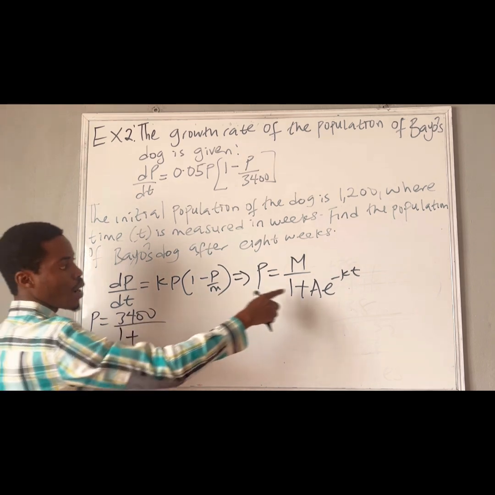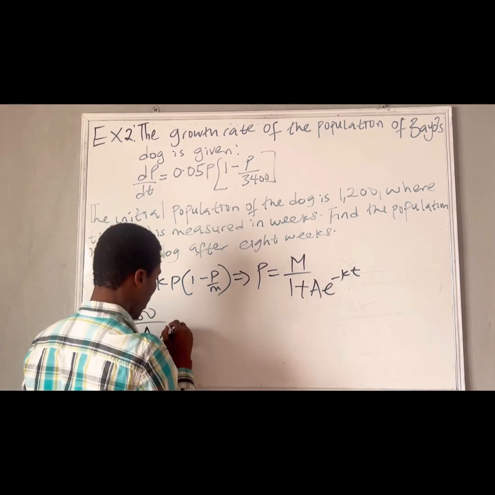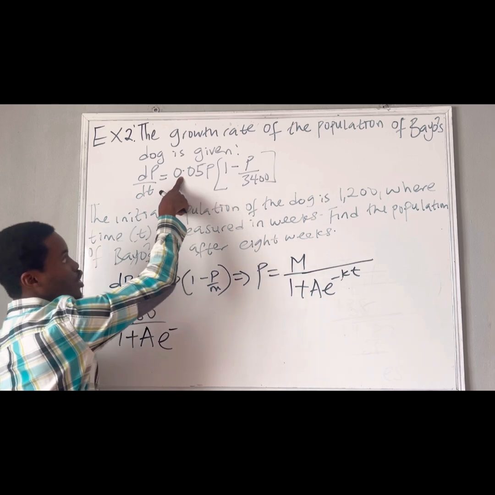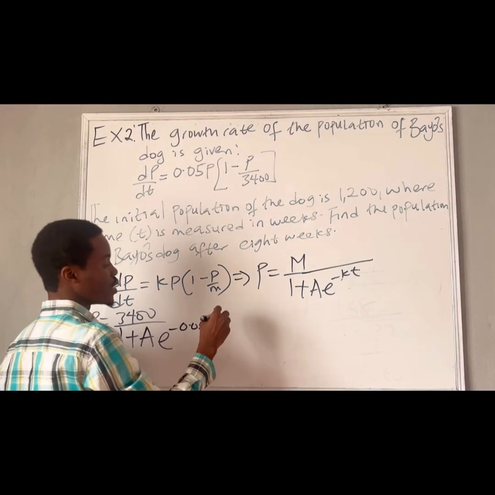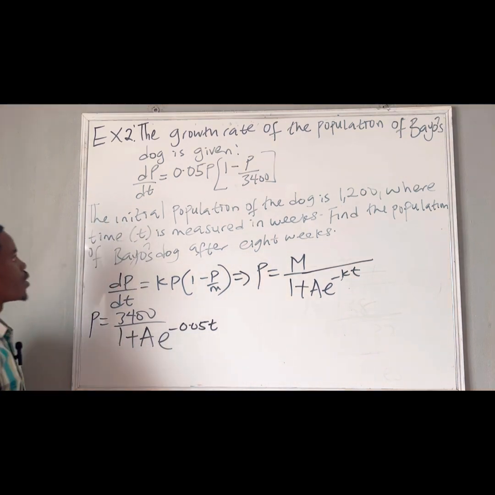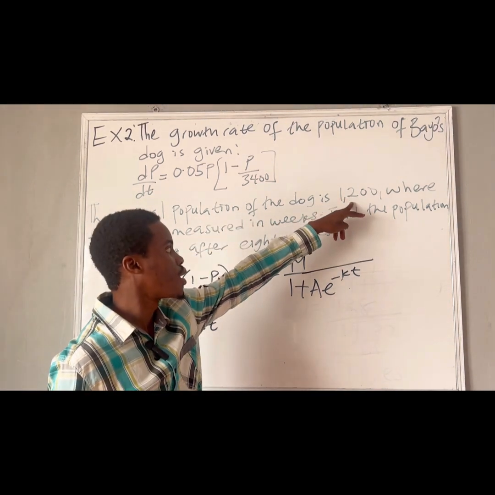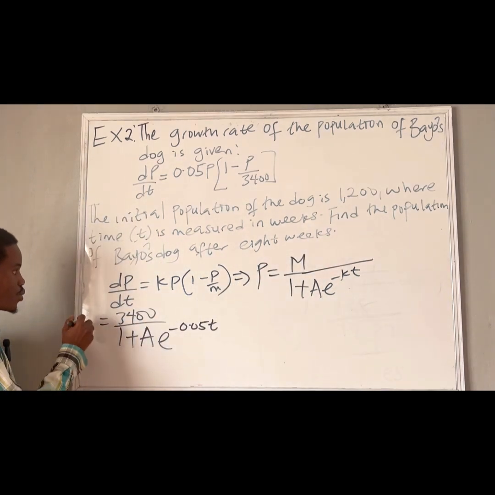1 plus A, which we are not given, e to the minus kt, where k is the growth rate, 0.05, then t. The initial population of the dog is given, so we have been given the initial population 1,200. So it means our P of t is 1,200.